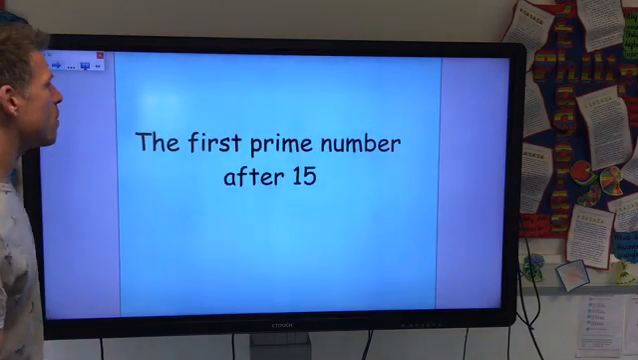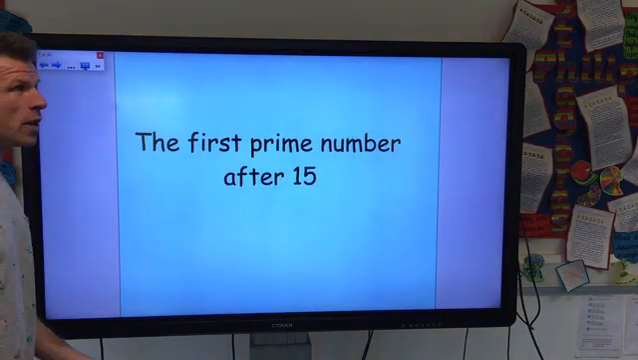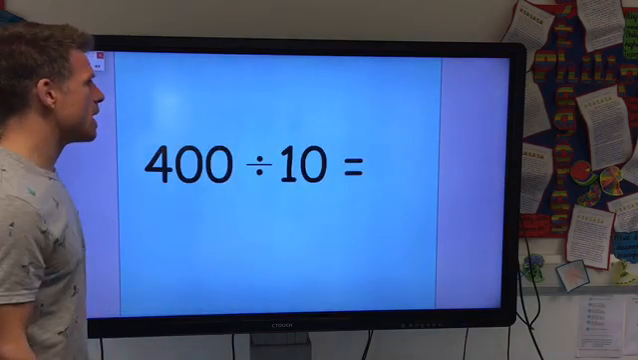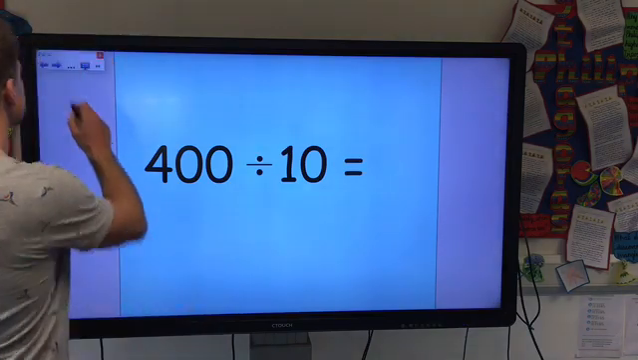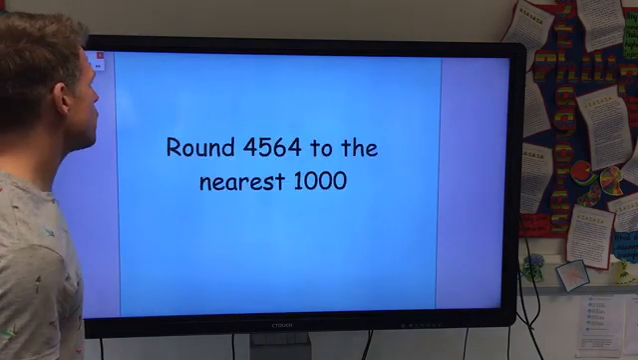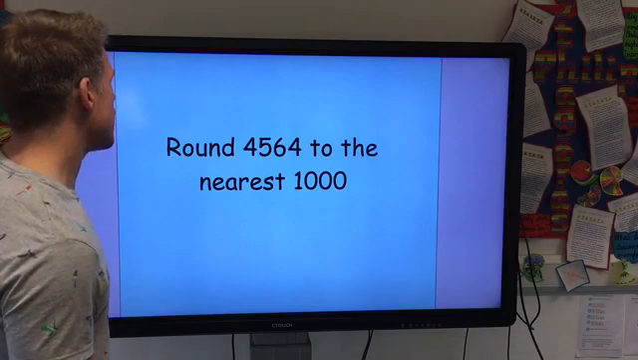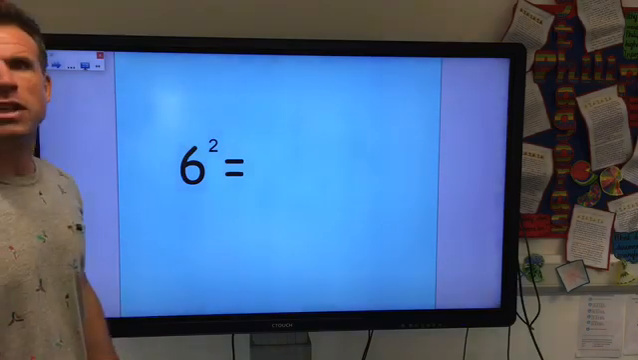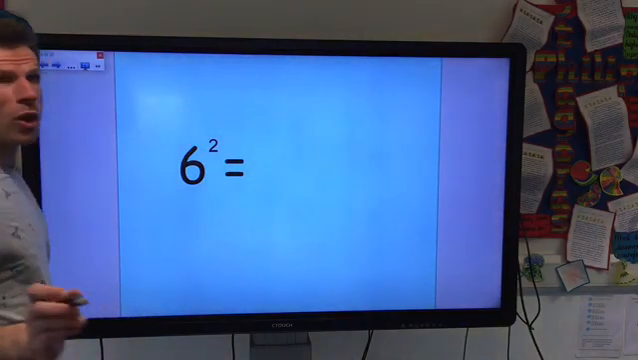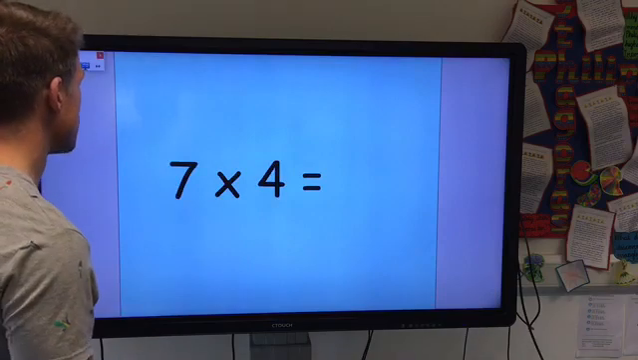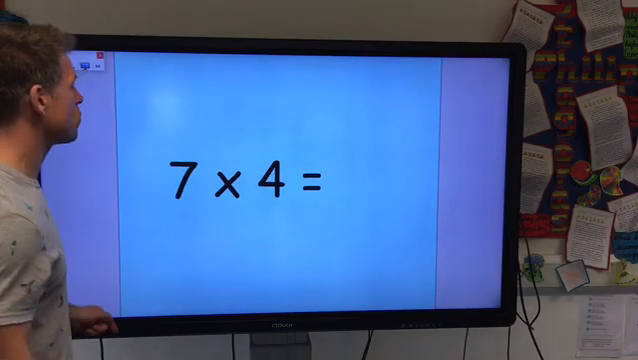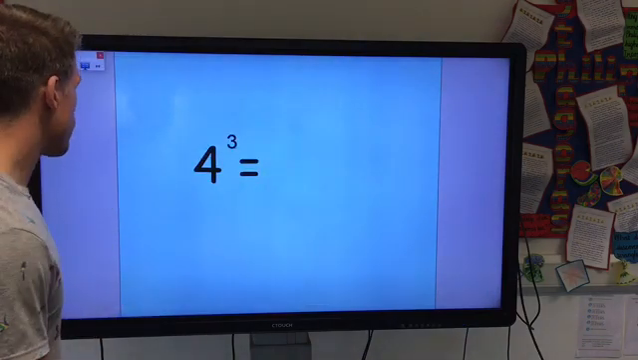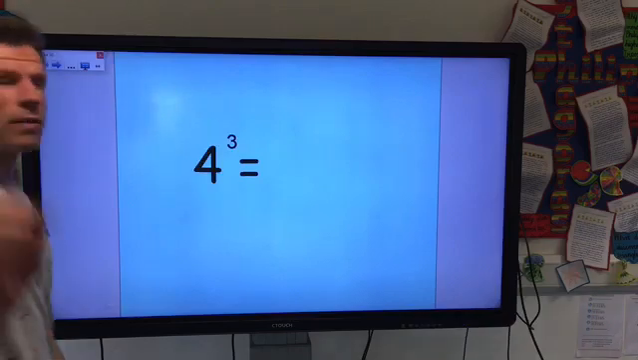The first prime number after 15 is 17. 400 divided by 10 is 40. Round 4,564 to the nearest 1,000 is 5,000. 6 squared, 36. Told you I was sharp today. 7 times 4 is 28. 4 cubed, 4 times 4 times 4 is 64.